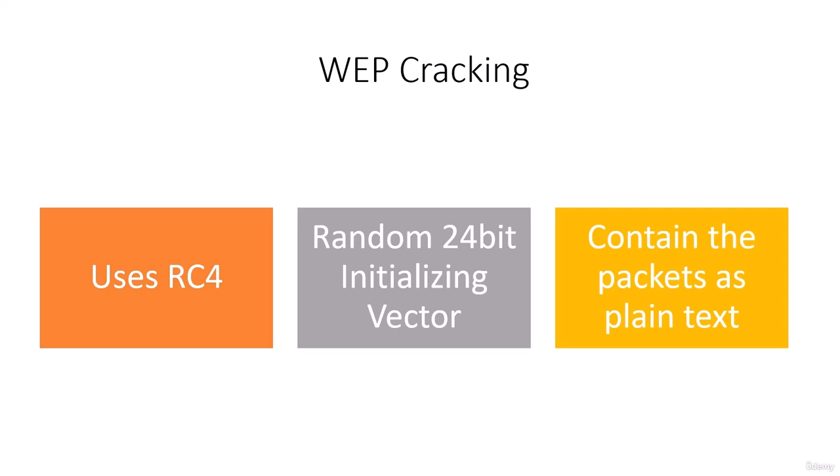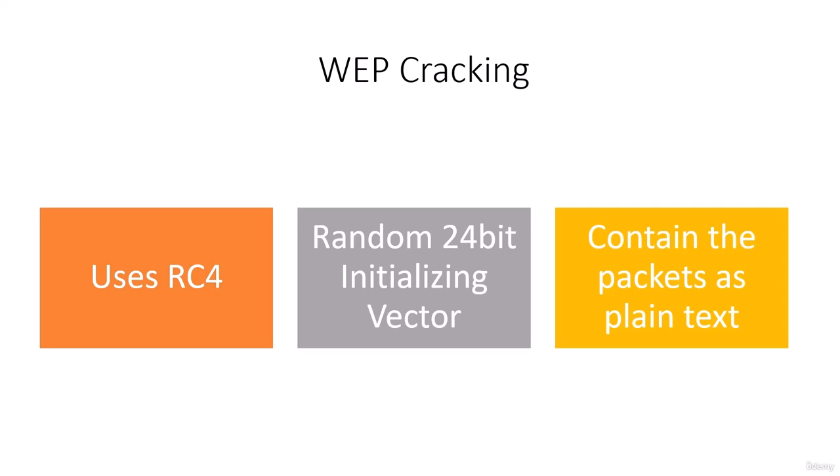But the problem with this is the IV, the initialization vector, is very short. It's just 24-bit and it's not that long. So in a busy network, there will be a very large number of packets sent into the air. This means the number of possible random IVs will be exhausted, and we will have two packets that have the same initializing vector. The initializing vector is a 24-bit random key sent in each packet as plain text.